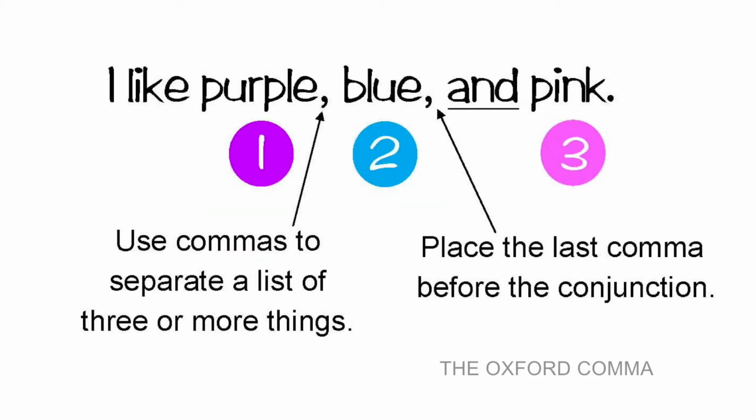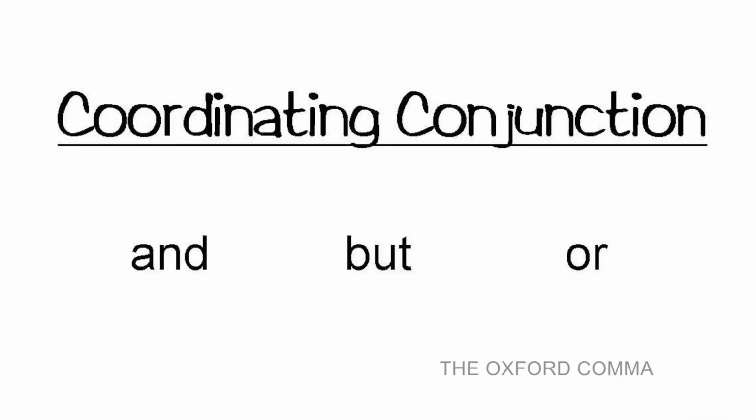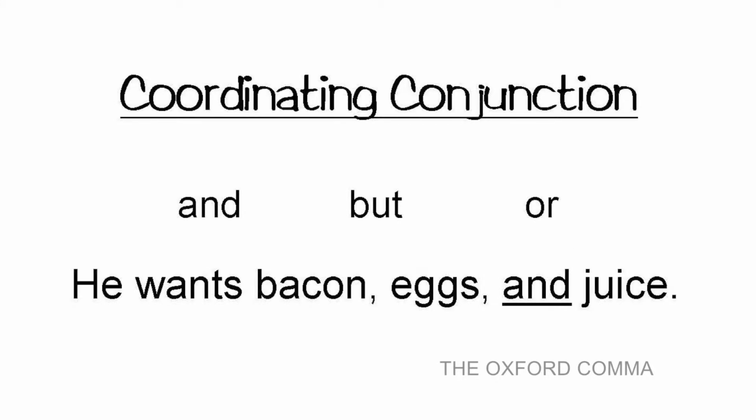So we will use commas to separate a list of 3 or more things, and be sure to place the last comma before the conjunction. Some coordinating conjunctions are and, but, and or. In an example, he wants bacon, eggs, and juice. Notice that the last comma comes right before the conjunction. This is the correct way to use these commas in a sentence.